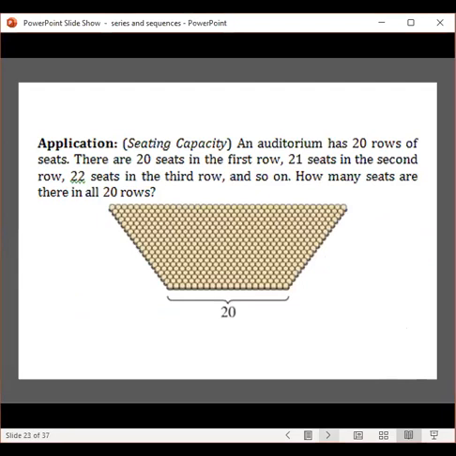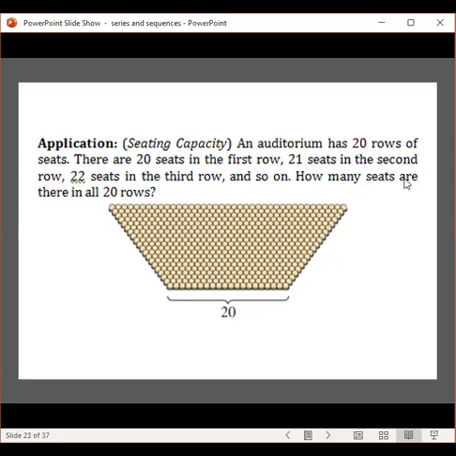Now let's proceed with the applications of geometric sequence and arithmetic sequence or series. We have here an auditorium has 20 rows of seats. There are 20 seats in the first row, 21 seats in the second row, 22 seats in the third row, and so on. How many seats are there in all 20 rows? So here, you cannot just simply count all the chairs in this auditorium. We can simply use our formula.